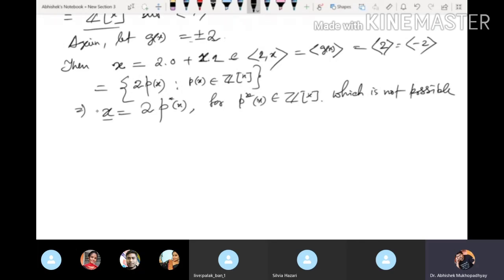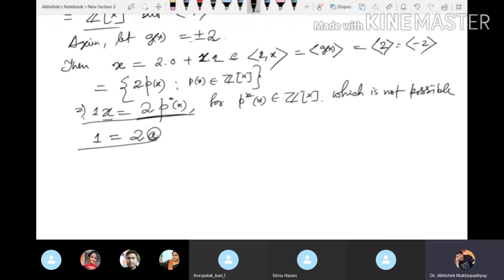Since the coefficient of x is here 1, but in this polynomial the coefficient will be a multiple of 2. So if we equate the coefficients of x, this will give you 1 equal to 2a. But in Z, there is no a which satisfies this equation. So for that reason, this is a contradiction.